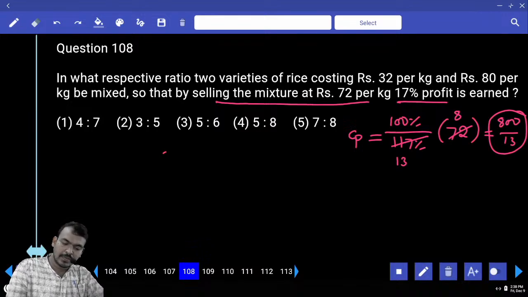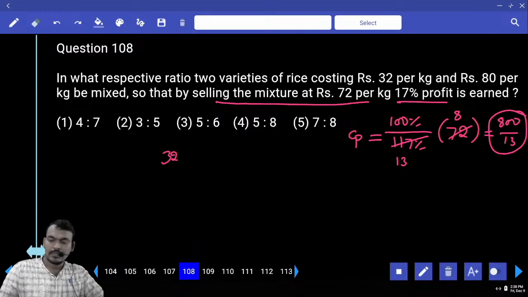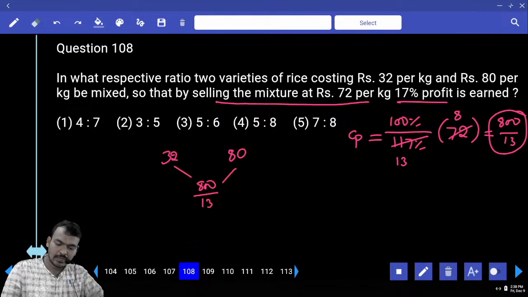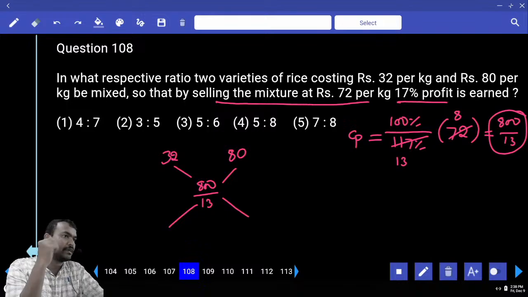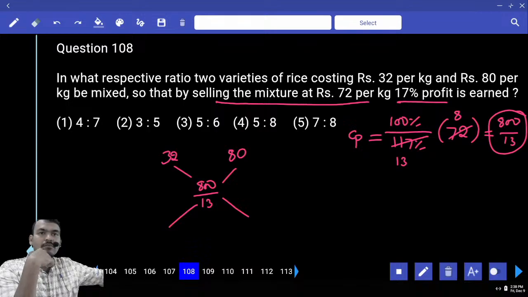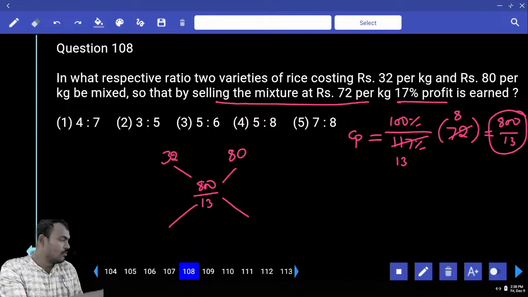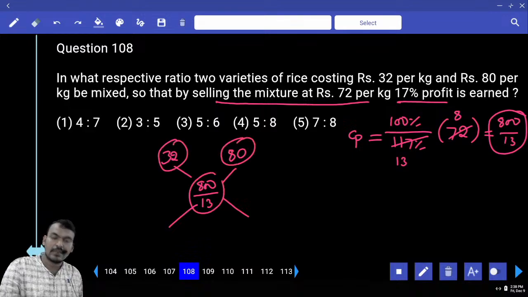What is the first one per kg value? 32. Second one per kg value? 80. What is the mixture per kg value? 800 by 1300. Solving these three values, we get the ratio, 100. What is the denominator in 32? 100. What is the denominator in 80? 100. What is the denominator in 800? 1300. What is the LCM of 100, 100, 1300? 1300. Means every value is multiplied by 1300.